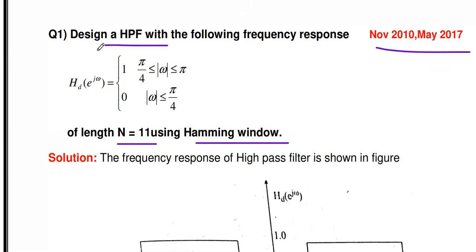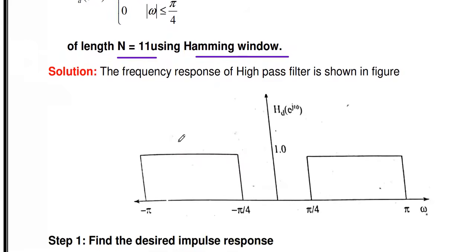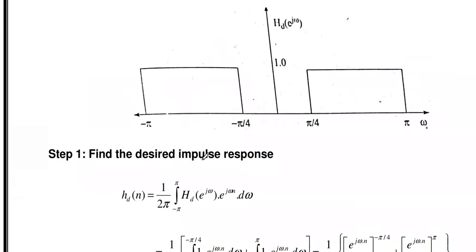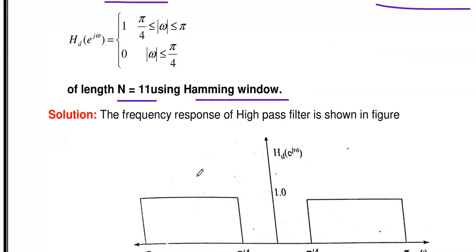The first step is, using this HD of e power j omega, we have to find the small hd of n, the desired impulse response. First we can draw the graph for this HD of e power j omega. What is HD of e power j omega? It is 1 for the frequency modulus of omega between pi by 4 to pi. Modulus of omega means it takes the negative value as well as the positive value.